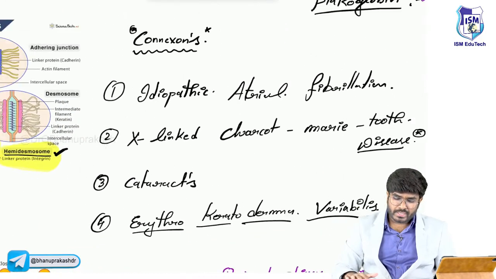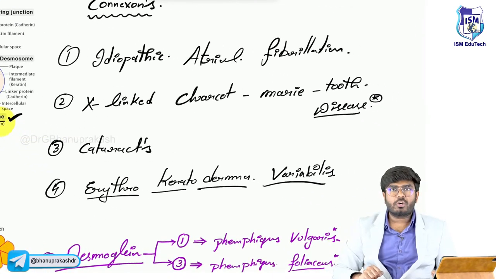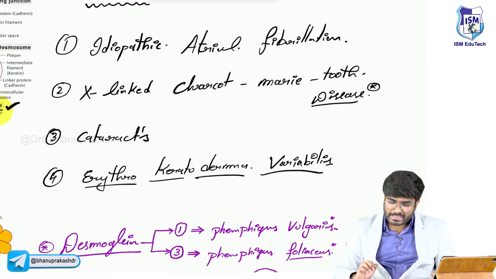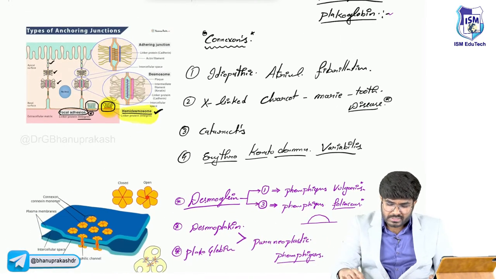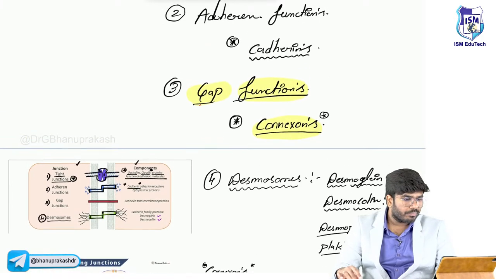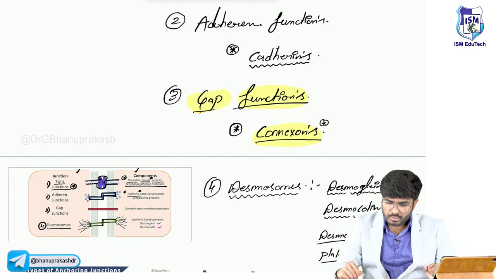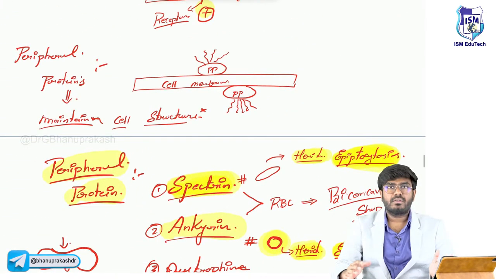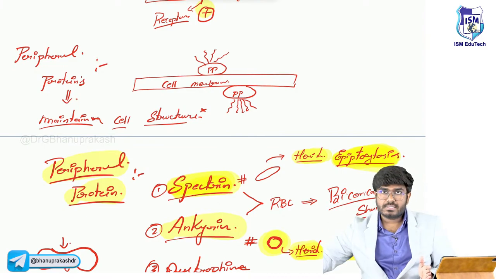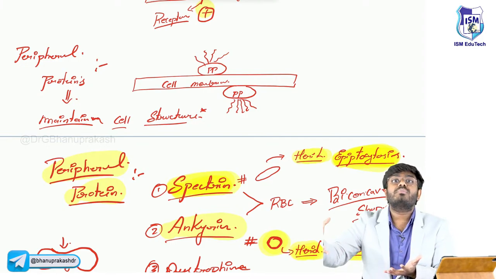Connexon defects. Connexon mutation can lead to idiopathic atrial fibrillation, X-linked Charcot-Marie-Tooth disease, cataracts and erythrokeratoderma variabilis. These are the important points which I want you to know. This is how you have to study. You have to integrate the various cell membrane components, like desmosomes and hemidesmosomes, where a defect in them will lead to different types of diseases.